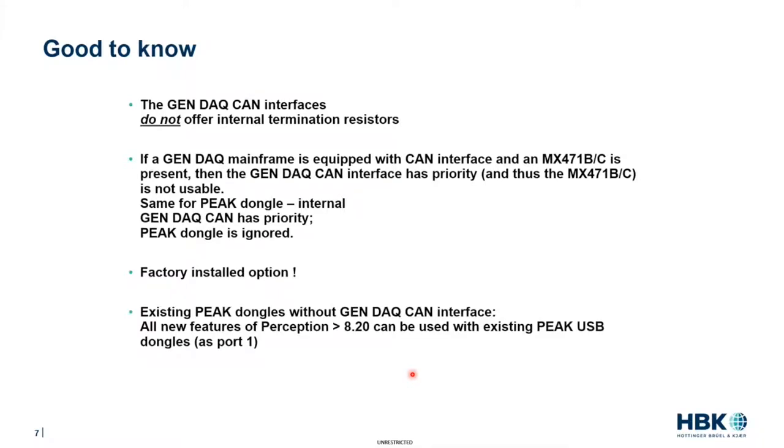If you already own a Peak dongle and you do not have the integrated CAN interface, then you can use your Peak dongle in the future. So all Perception versions beginning with 8.20 can be used with the existing Peak dongle. Then you only have CAN port 1 with all its features available. I think that's a good compromise.